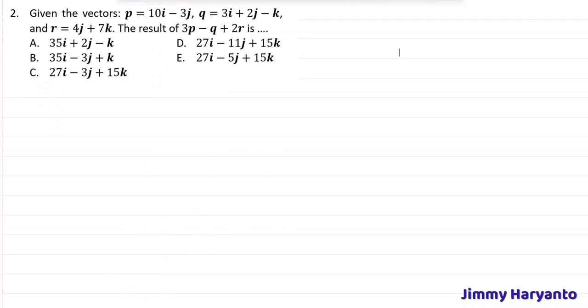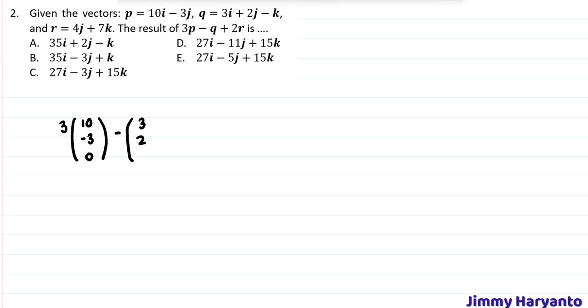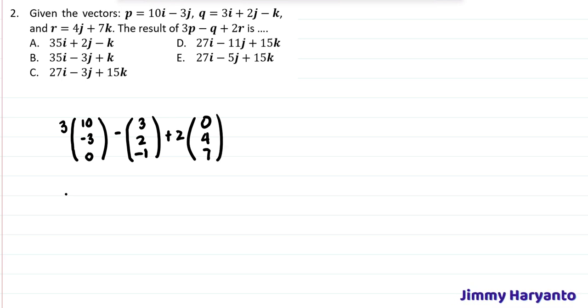Next, question 2. Question 2 is the same as the first question. We only have to calculate it like this. 3 times P. The P is 10 for the I, -3 for the J, and 0 for the K. And then minus Q. The Q will be 3, 2, and -1. And then plus 2 times R. R is 0 for the I, 0 for the J, and 7 for the K. Okay, and then you only have to calculate.